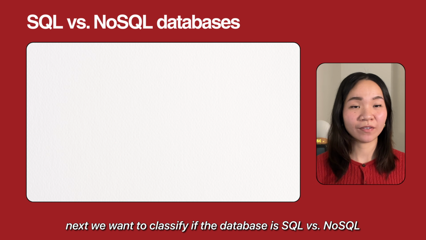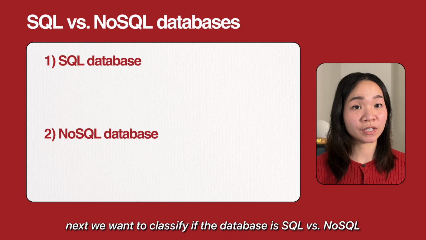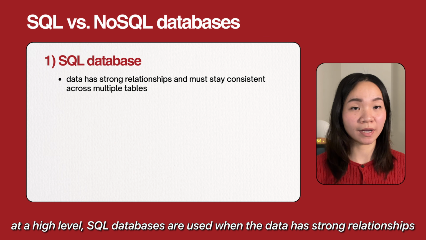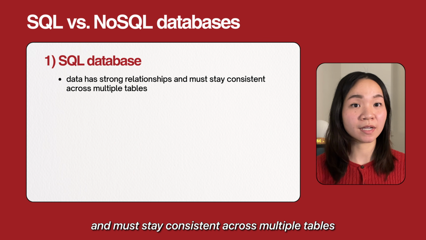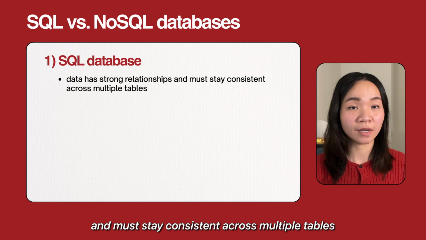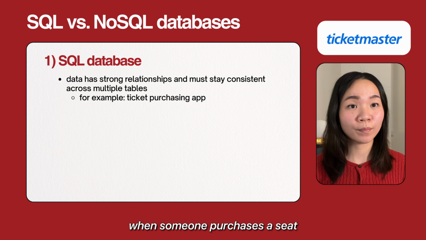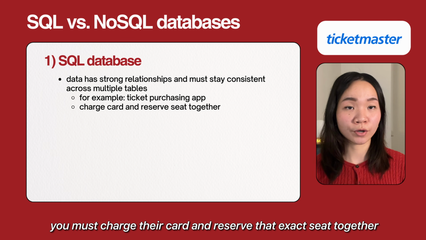Next, we want to classify if the database is SQL versus NoSQL. At a high level, SQL databases are used when the data has strong relationships and must stay consistent across multiple tables. For example, let's say you're designing a ticket purchasing app. When someone purchases a seat, you must charge their card and reserve that exact seat together.